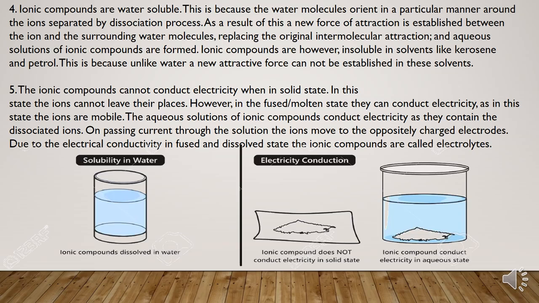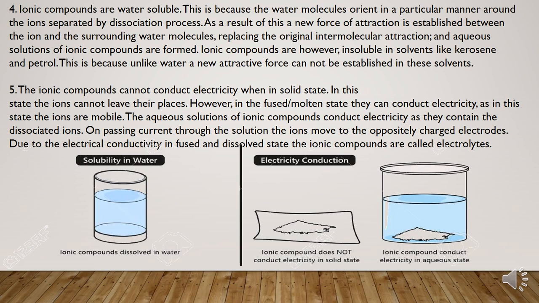Ionic compounds are water soluble, meaning you can dissolve them in water. If you take a very simple example of salt, which you have already seen and used in your house, you can relate to that, and that way you can remember this entire concept of ionic compounds. Alright. This is because the water molecules orient in a particular manner around the ions separated by the dissociation process. As a result of this, a new force of attraction is established between the ion and the surrounding water molecules.